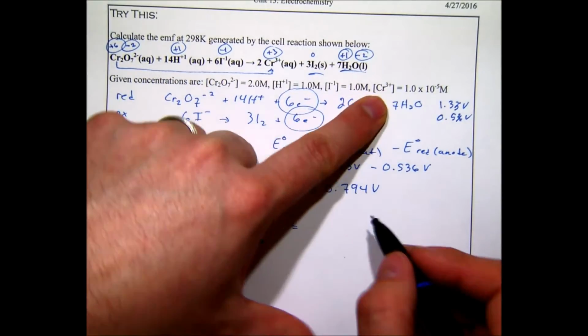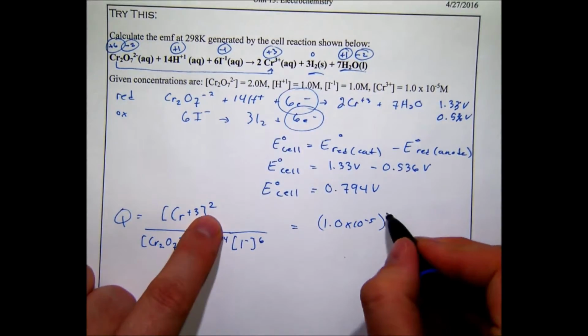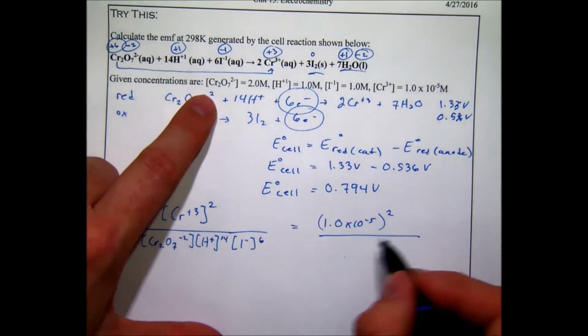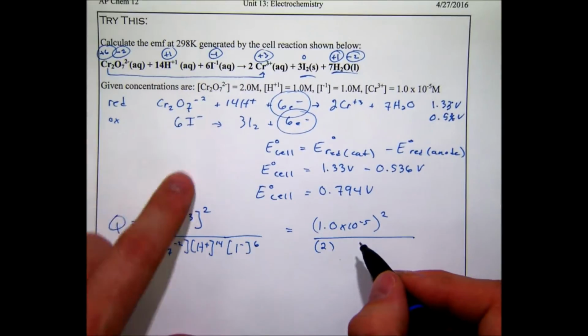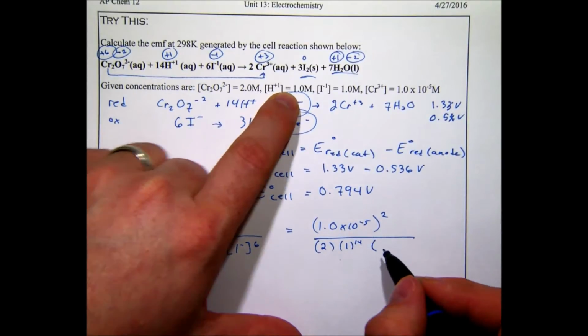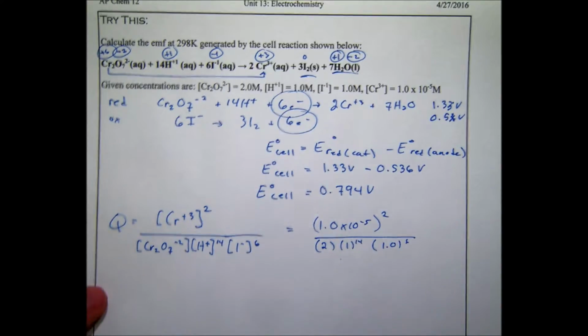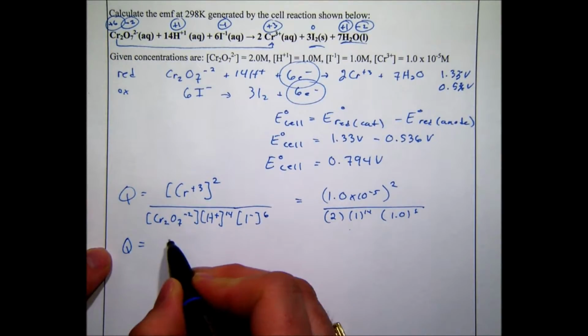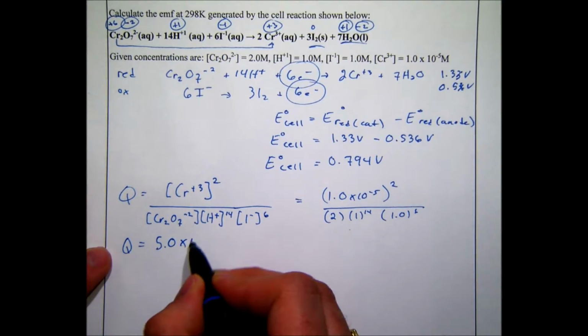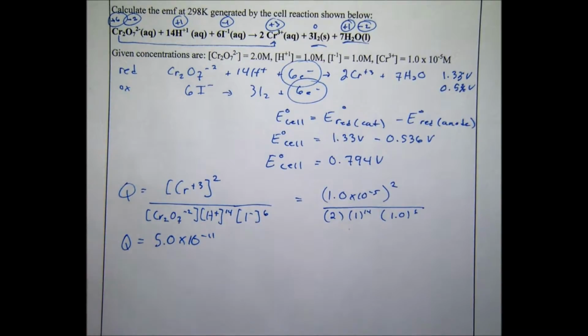So chromium is 1.0 times 10 to the negative 5. And we square it. Dichromate is 2. Hydrogen ion is 1 to the 14. Iodine is 1 to the 6. Trying to make our lives a little bit easier, I think. Q is equal to 5.0 times 10 to the negative 11. So that's the work that we've kind of already been looking at.